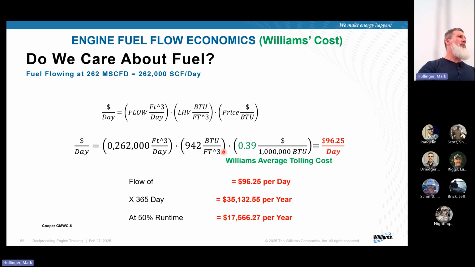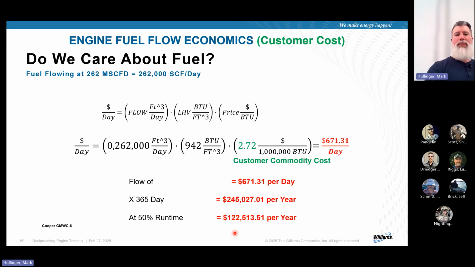So that was just a live chromatograph reading for that engine right there. So 39 cents, $100 a day, 17,000 a year if it's running half the time. So tiny money. Do we care? Yeah, it's money. But check this out. Here's how the customer sees it.